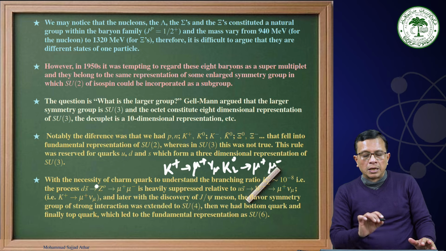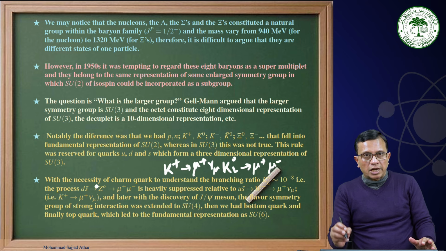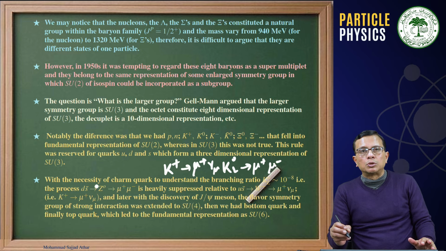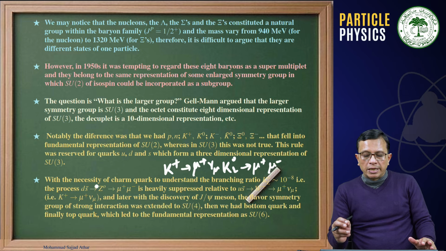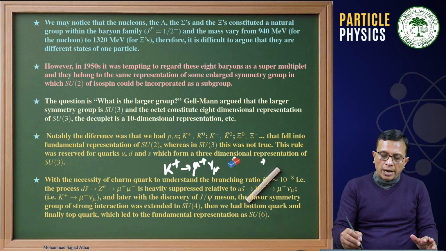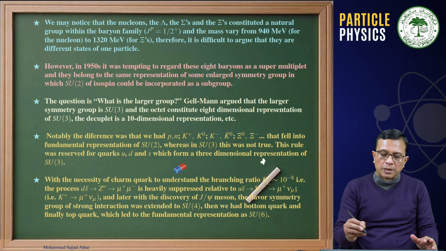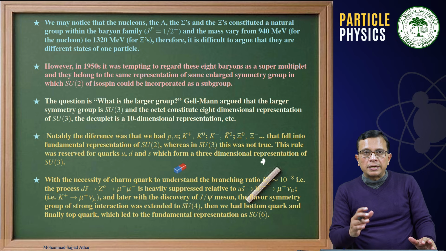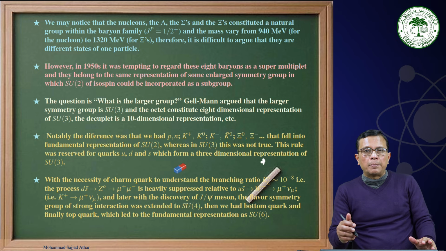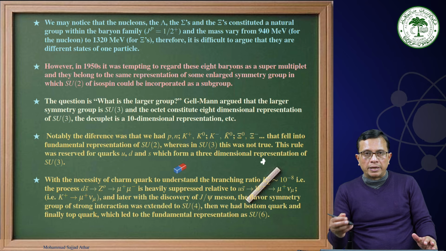And later, with the discovery of the J/psi meson, the flavor symmetry group of strong interactions was extended to SU4. Therefore, this is the explanation why we don't have KL0 going to mu plus mu minus, while we have K plus going to mu plus nu mu. With the discovery of the J/psi meson, we came to know that there are not 3 quarks, but actually 4 quarks: up, down, charm and strange.